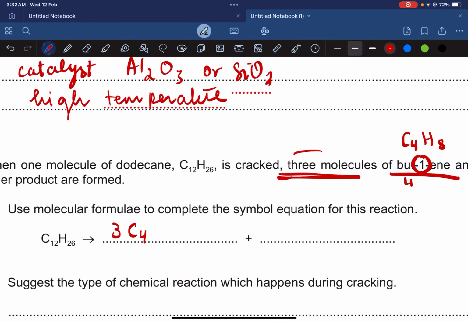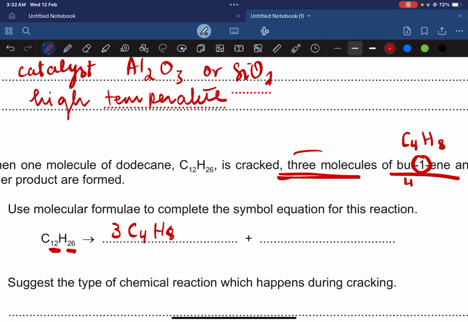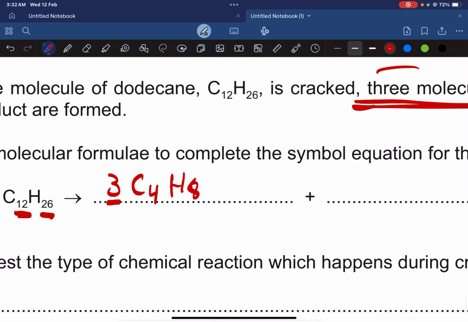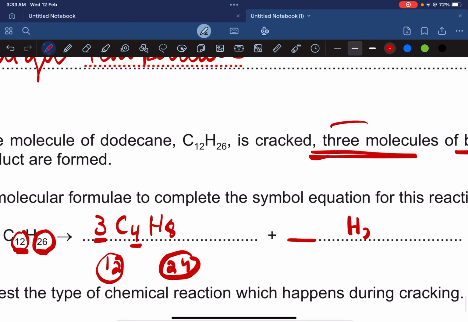C4H8. Now calculate, because the number of carbon and hydrogen on this side of the equation needs to be balanced with the number of carbon and hydrogen on this side. On that basis we form the product. So over here 3 times 4 is 12 and 3 times 8 is 24. So the carbon over here and here are complete, so we cannot add any more carbon in the next product. However, we have 24 hydrogen over here and we need 26. So what we can make is hydrogen gas, H2, and now the number of carbon and hydrogen are fully balanced.